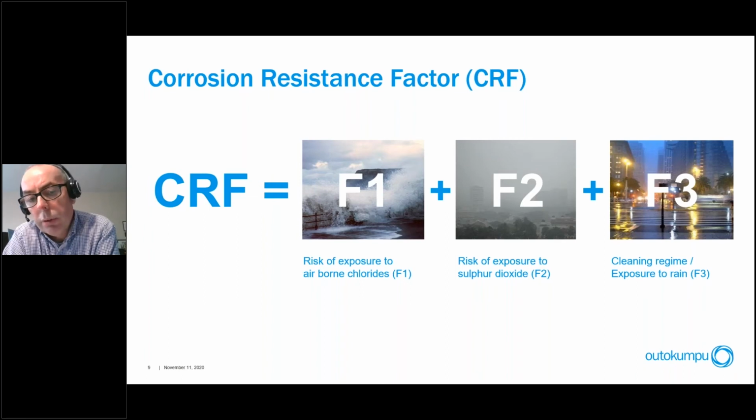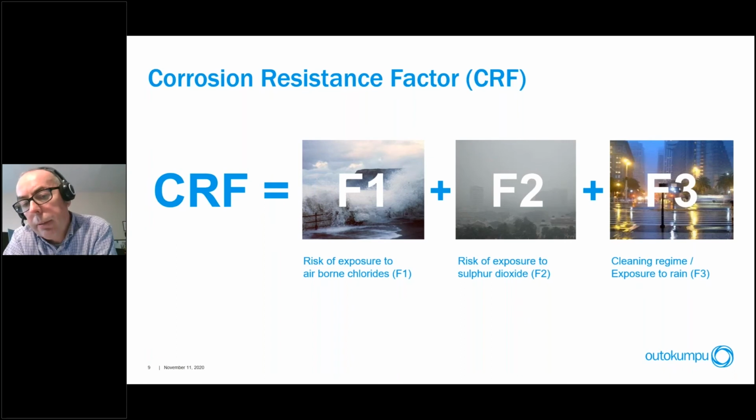The first one is F1. What's the exposure to airborne chlorides? And really that means, how far are you away from a coast? Which coast are you near to? Or are you inland? And also, is there going to be any use of de-icing salt? And you assign a number to the factor based on a lookup table.